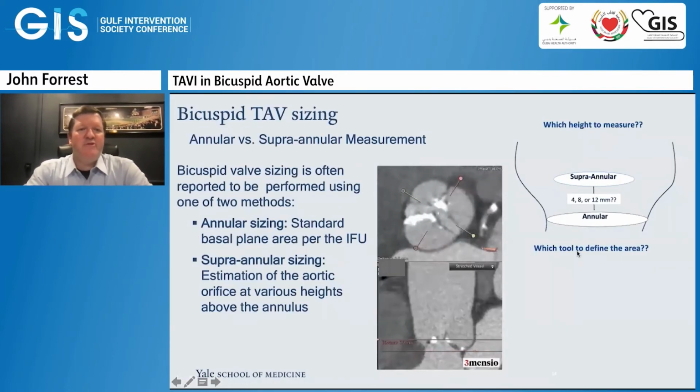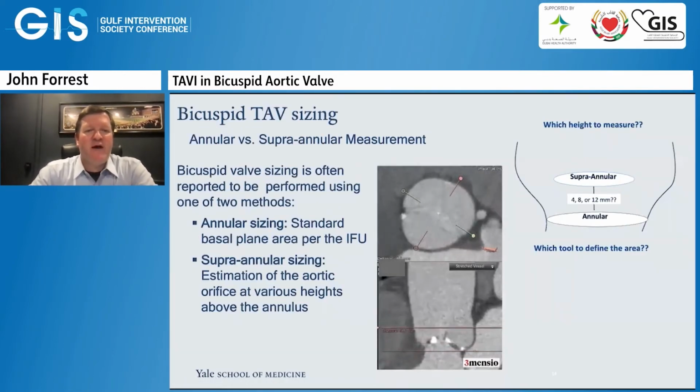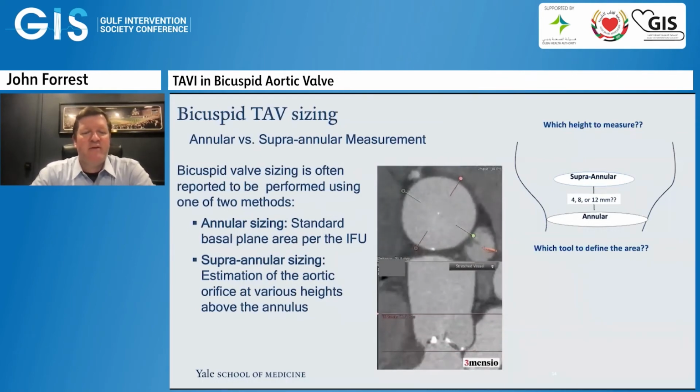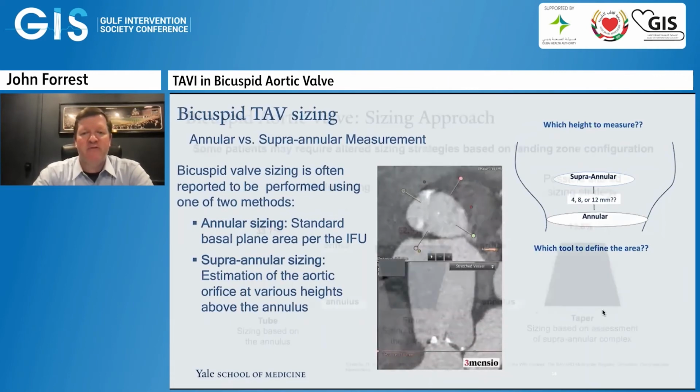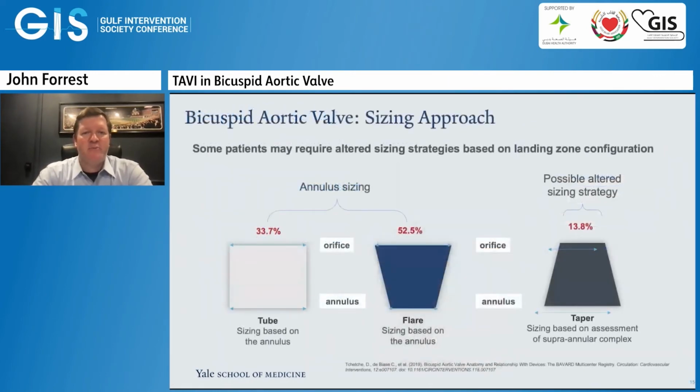So the next question that comes is, how do we size bicuspid valves? We're used to sizing trileaflet valves at the annular level, but there's been a lot of question about using supraannular measurements to size these. And if supraannular, where supraannular should we size these? This has been refined a little bit more, and I think it helps to think about what is the size at the level of the annulus and what is the size above that at the level of the orifice.